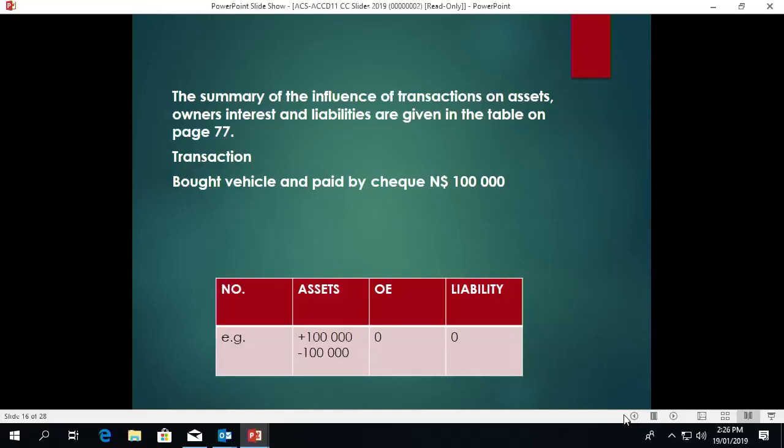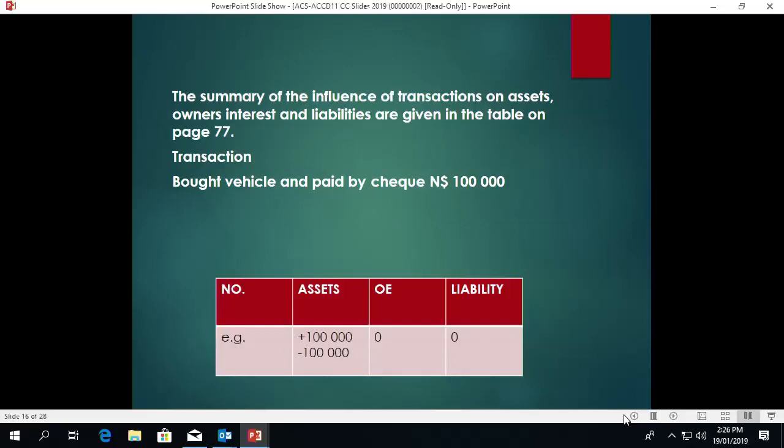When you read the transaction, you identify two main accounts. And then when you identify the main accounts, you enter their influence on the accounting equation. Sometimes you find out one will have an influence on owner's equity, one on the liability. So it's very important that you take note of that. And mind you, page 77, I like the table there because it tells you if you find this type of transaction, they already identified for you the two accounts to be identified. They already tell you what the influence is going to be.